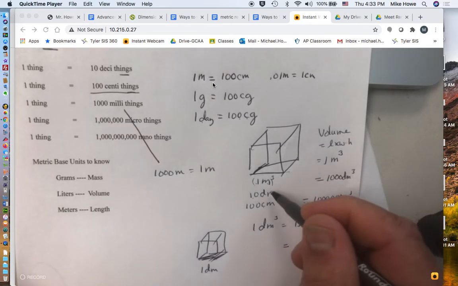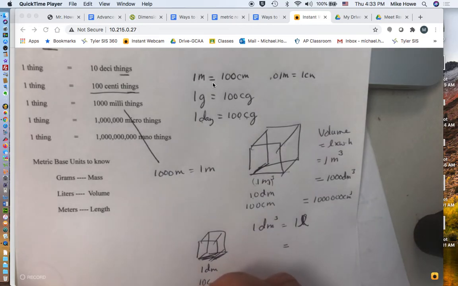Well, 1 decimeter is 10 centimeters. So if I'm looking at the volume of the cube in cubic centimeters, the volume equals 1 cubic decimeter, because I drew it a decimeter on a side. It would equal 1,000 cubic centimeters. It'd be 10 times 10 times 10.